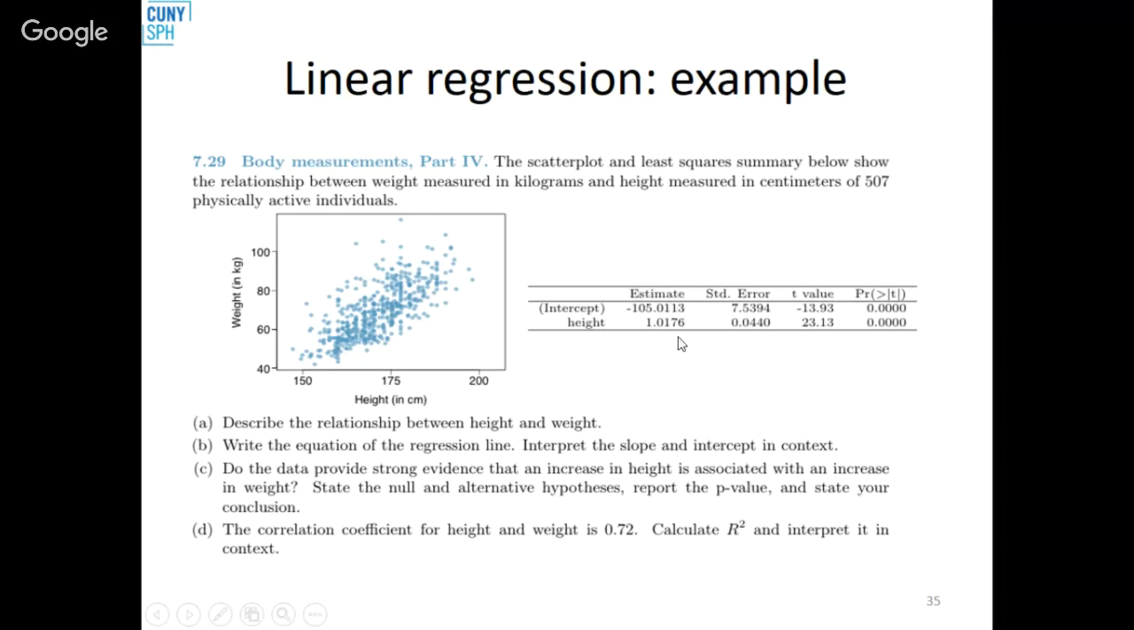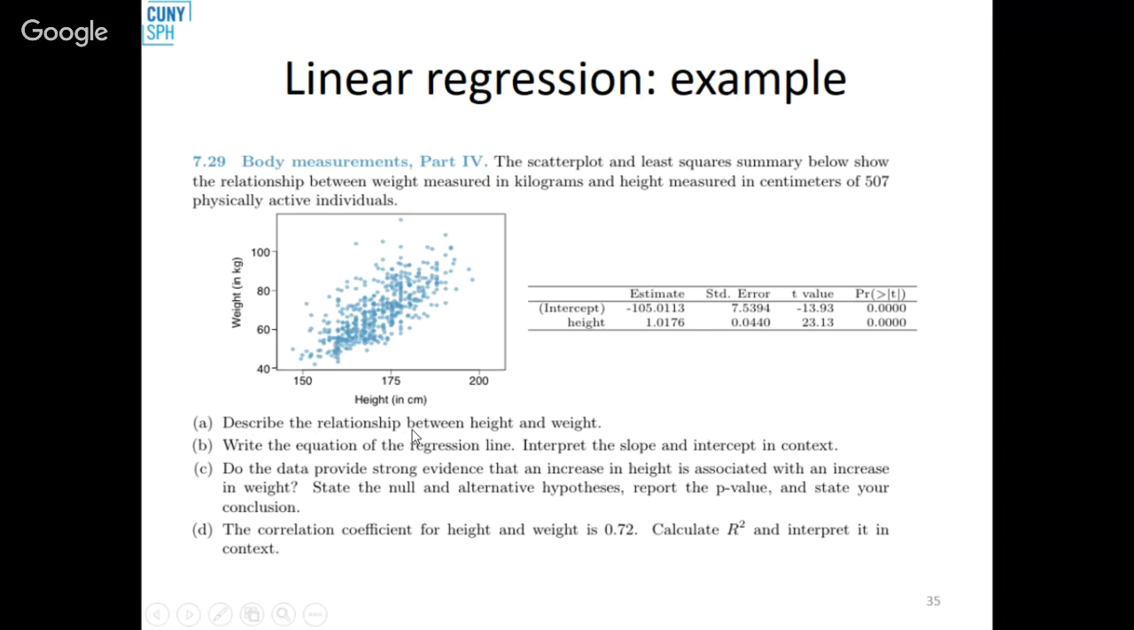It gives us the output of our regression table with the estimates of the intercept and the slope for height, along with standard errors and t-values. So these are the t-values that we would get if we use that formula from the correlation coefficient, and p-values for getting an absolute value of t larger than or equal to this t-value. So let's talk about this a bit.